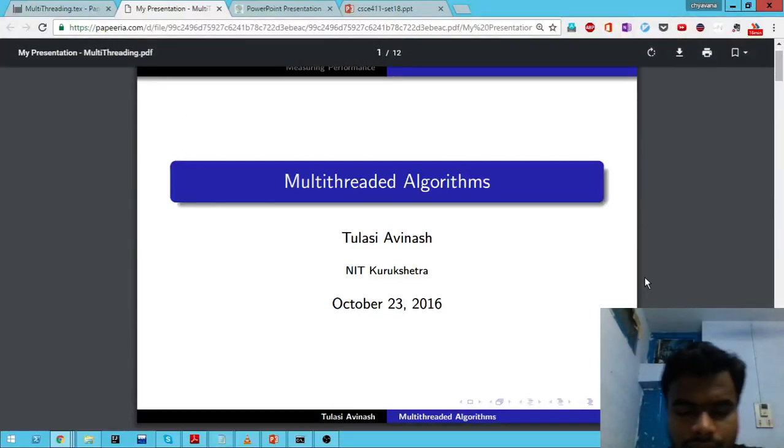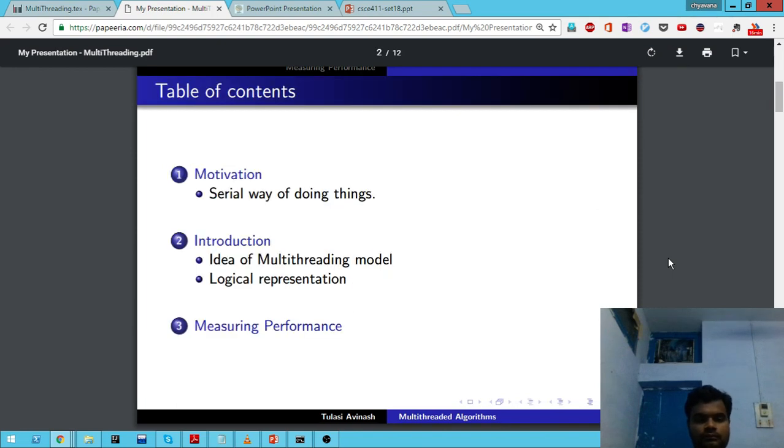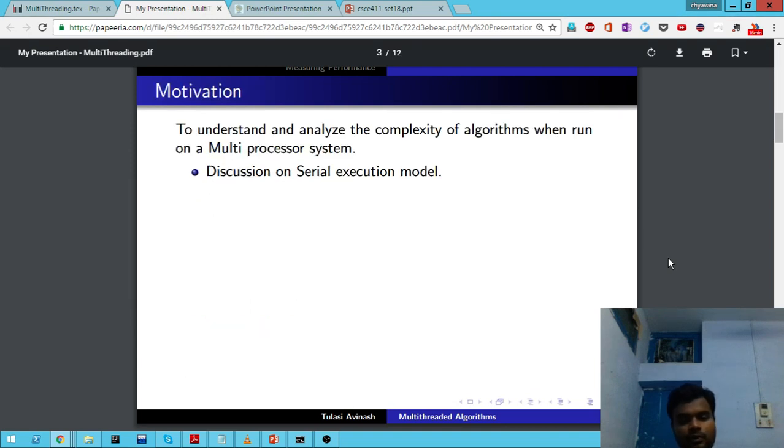Okay, so this is a presentation about multi-thread algorithms. These are the table of contents. This is what I'm going to discuss in the coming few hours in this class. So the motivation is to understand and analyze the complexity of algorithms when run on multiprocessor systems.